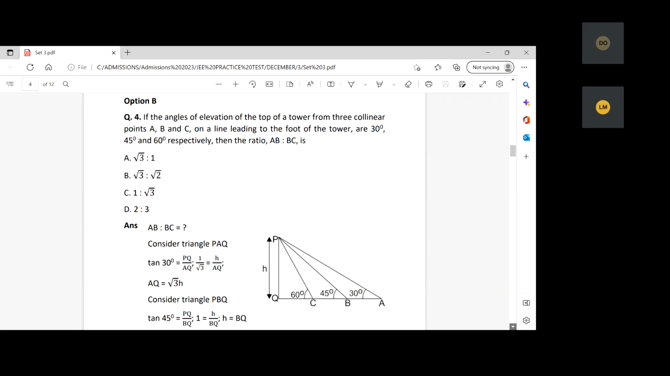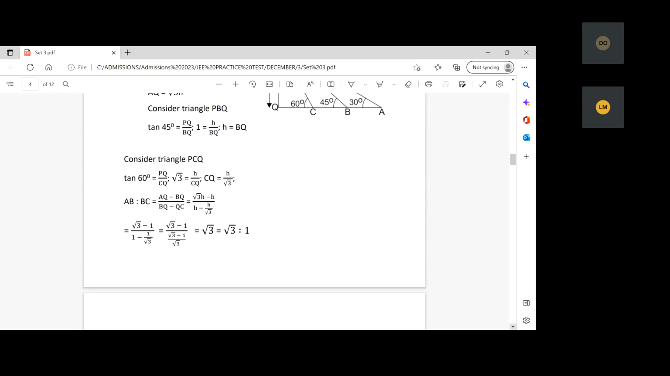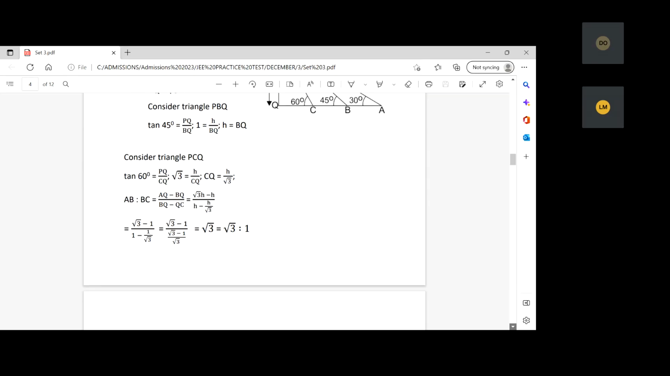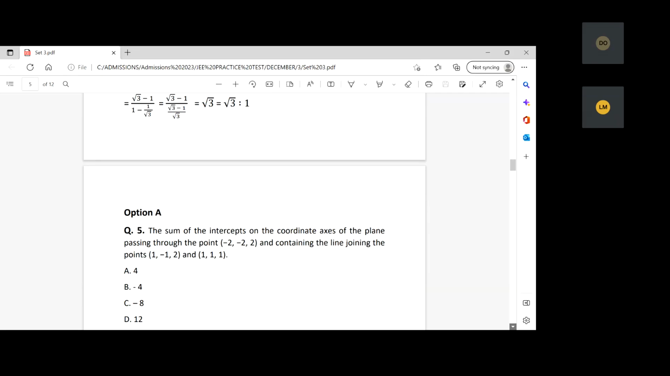So this is the question. I'm just looking into the chat box. If there is any doubt, yes, please do respond. You need to consider each of them individually. Just with the tan function, you'll be able to find this out. Now I think we'll move on to the next question because I think it's easy.